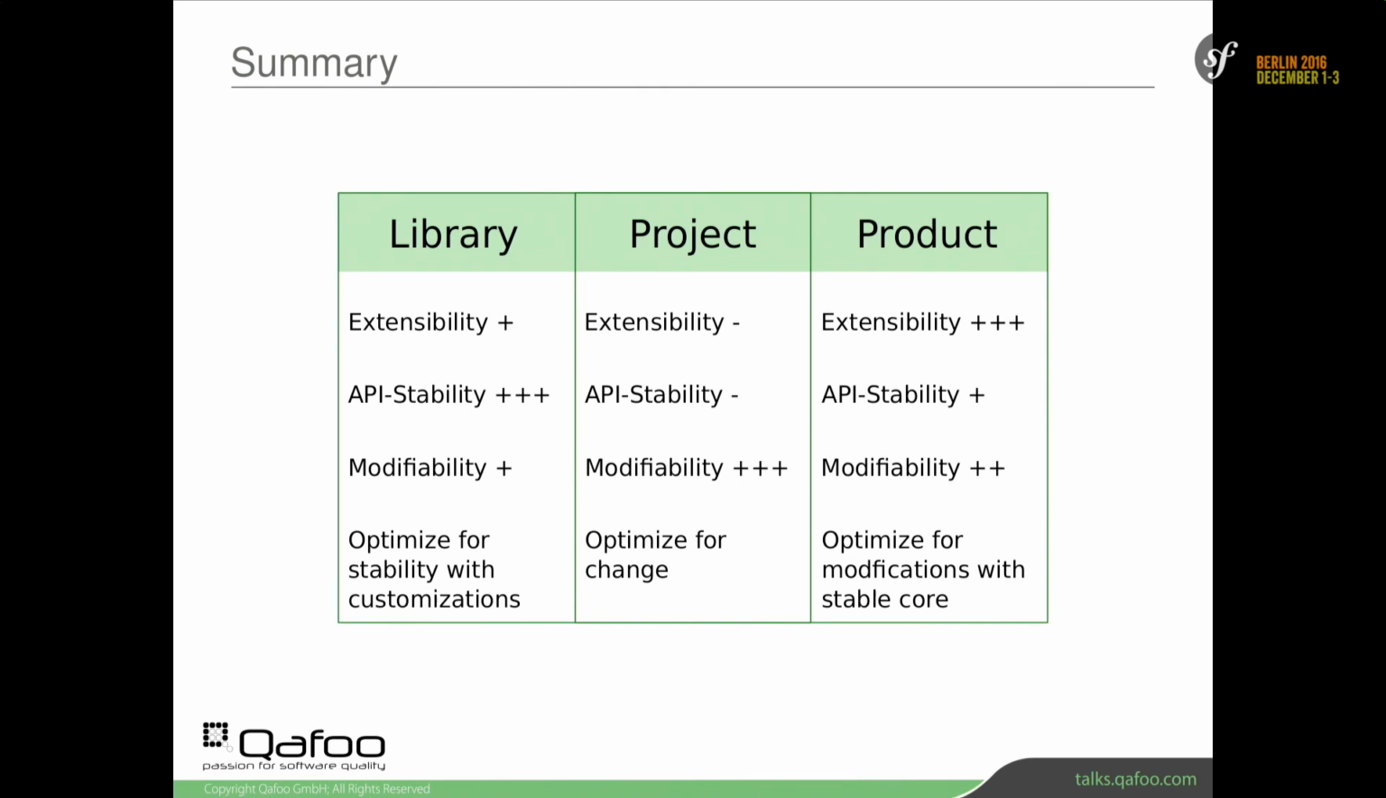When talking about products, it gets more complicated. Writing products, from my point of view, is the hardest thing you can do, because you have to optimize for modifications. People should be able to change how the overall product behaves.